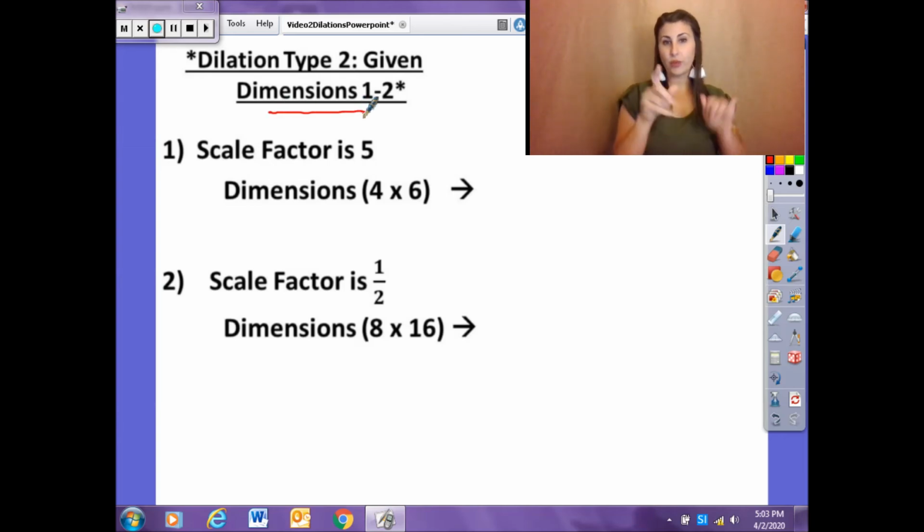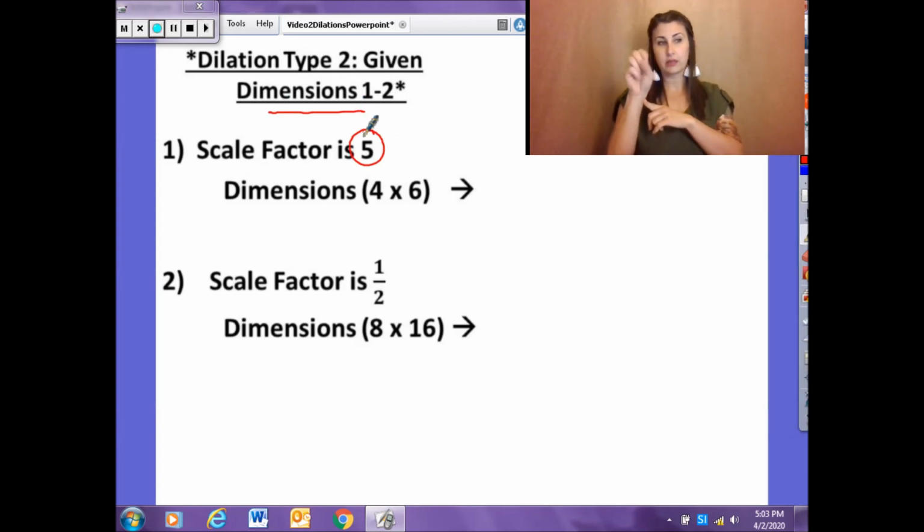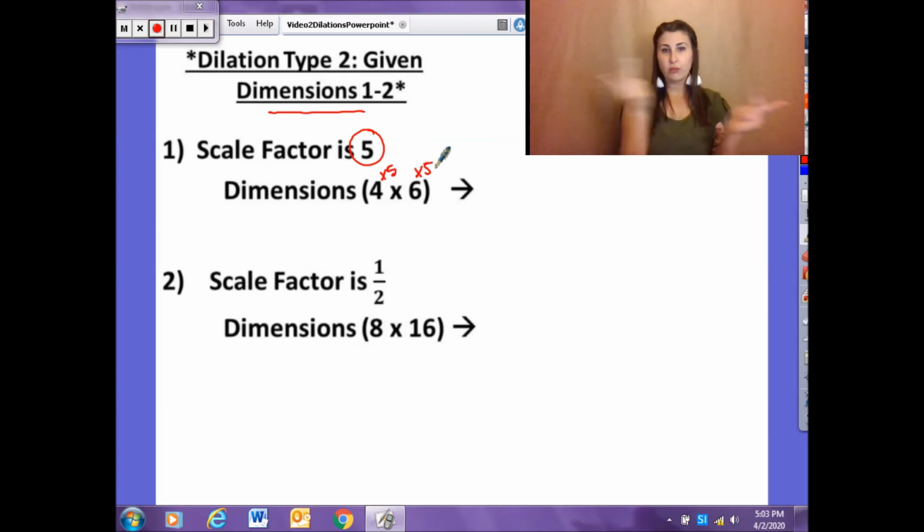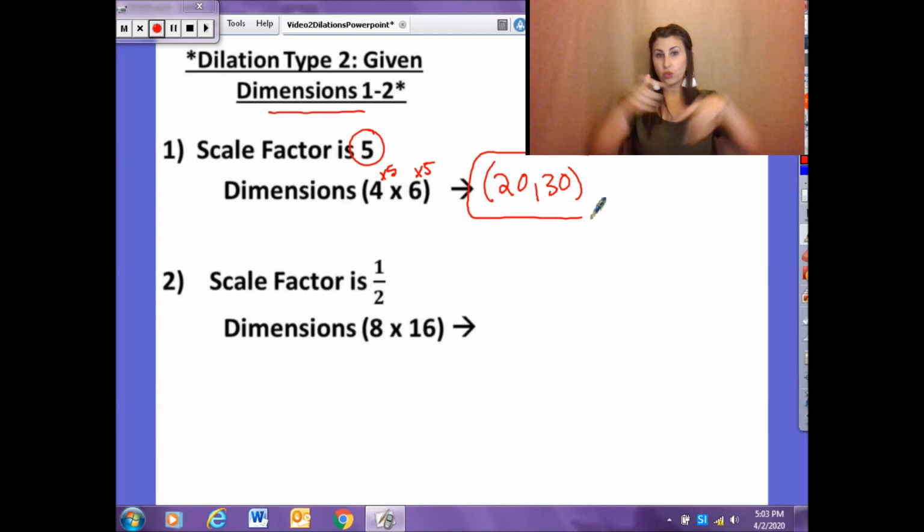I give you dimensions, here's my scale factor. What that means is I'm going to make this dimension here 5 times as big. So all you are going to do is multiply the x value and the y value by 5. So I get 20, 30. That's my new coordinate.